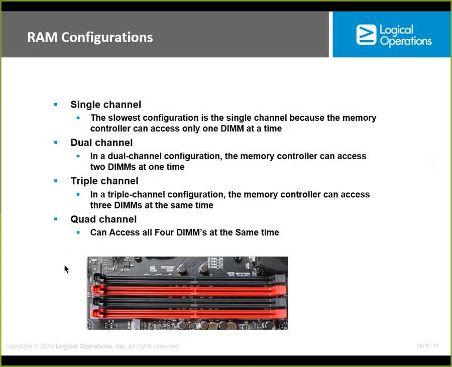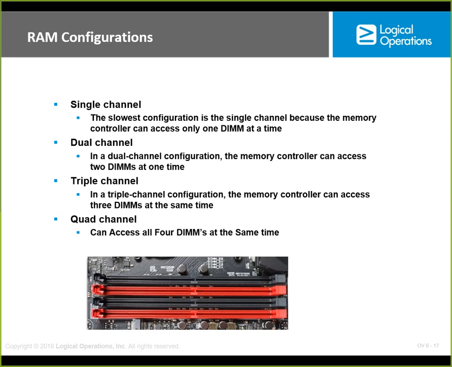RAM configurations, these are the channels that we were talking about earlier. And what we're really talking about here is how many DIMMs the computer can access at a time. Single channel is the slowest configuration, because a memory controller can access 1 DIMM at a time. Dual channel, 2 DIMMs at a time.